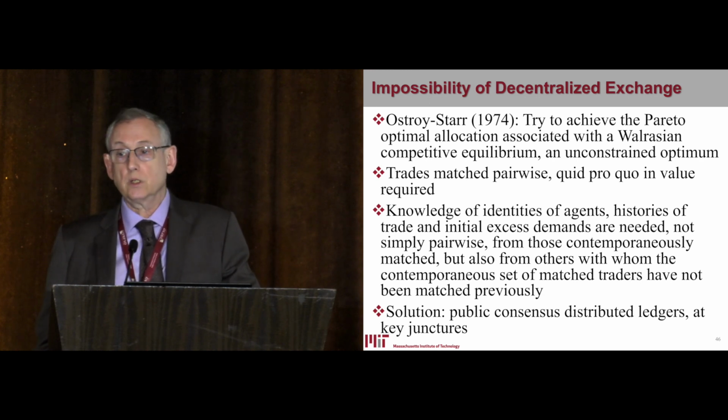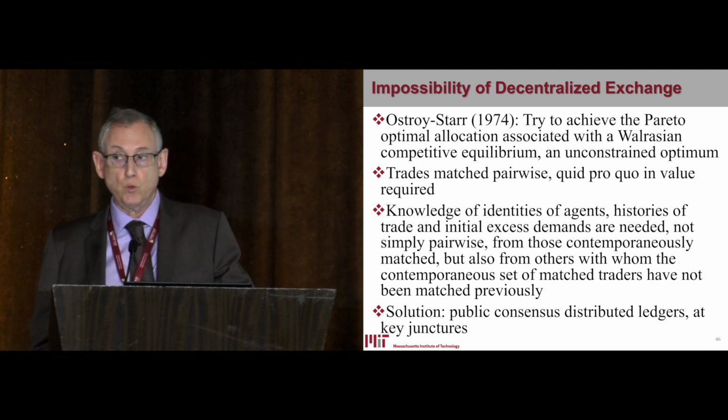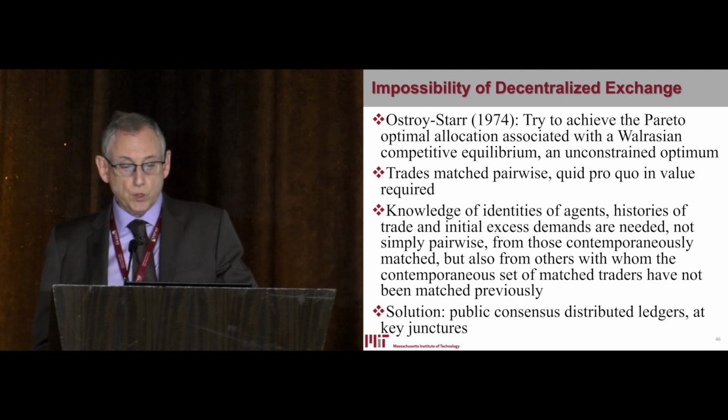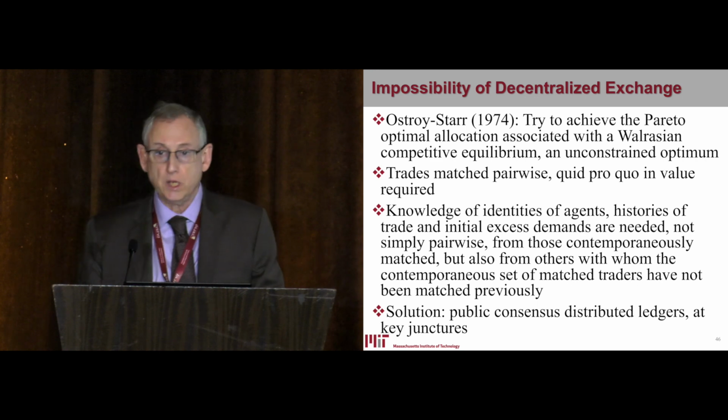One can construct examples. What is needed are the histories not only of those who are contemporaneously matched, but the histories of people those two traders have never even seen before. So in other words, we need a kind of public consensus or distributed ledger at key junctures in order to get around this impossibility theorem.